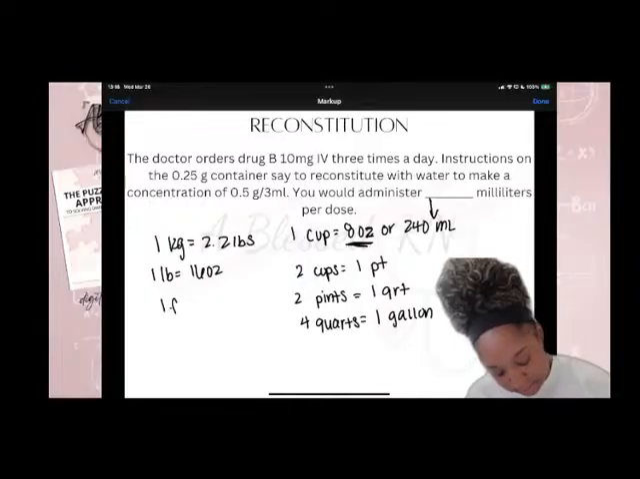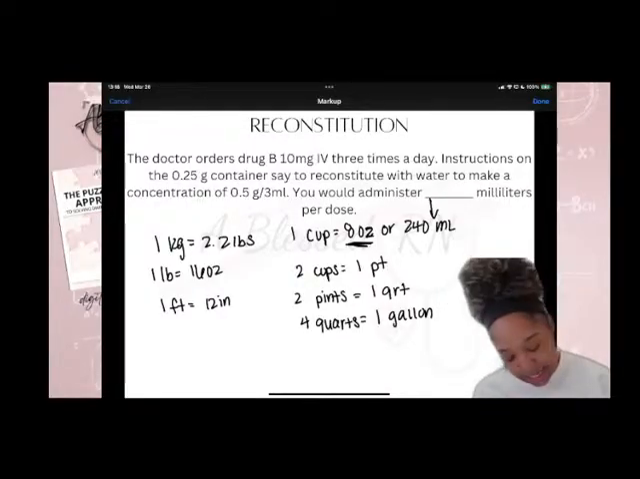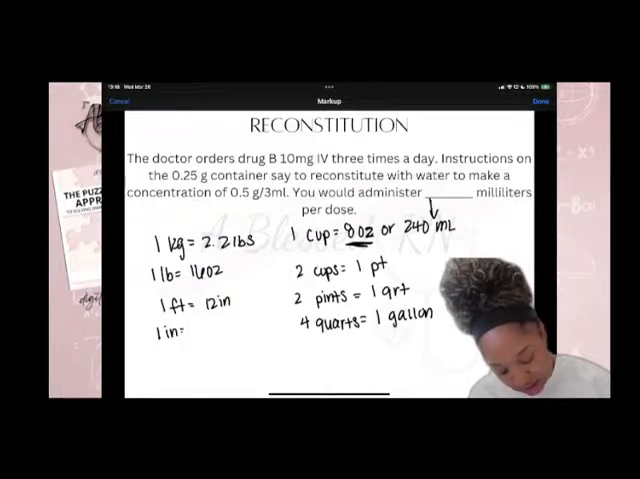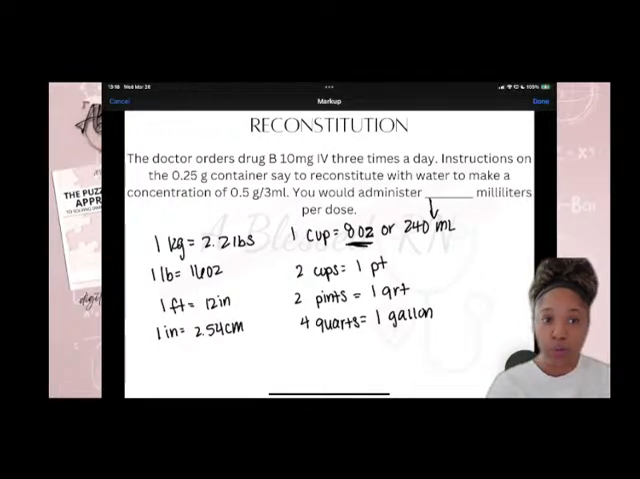And then what else we need? 1 foot is 12 inches. So that's a ruler, right? And then 1 inch is 2.54 centimeters. Okay? That should get you through.